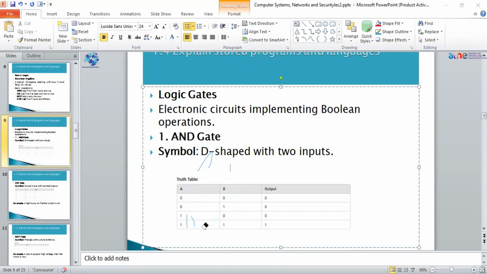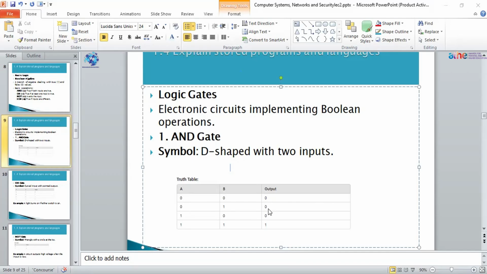Now, the condition of the AND operation is that if your first input is 0 and your second input is 0, then your output is going to be 0. Your output will be true only if they both are true. I told you that 0 represents false and 1 represents true. So A is false, B is false, the output will be false. A is false, B is true, the answer is false because the AND condition says that if both conditions are true, in that case the output is true. Otherwise, the output is going to be false.